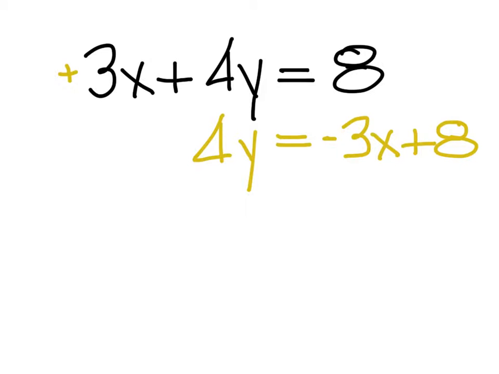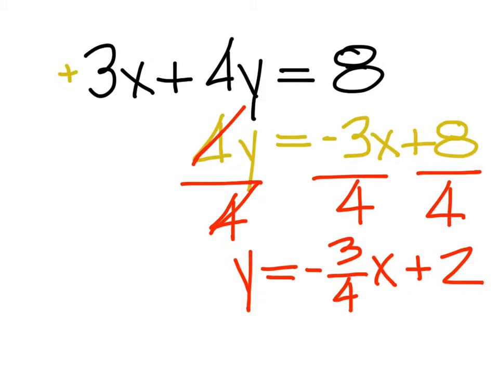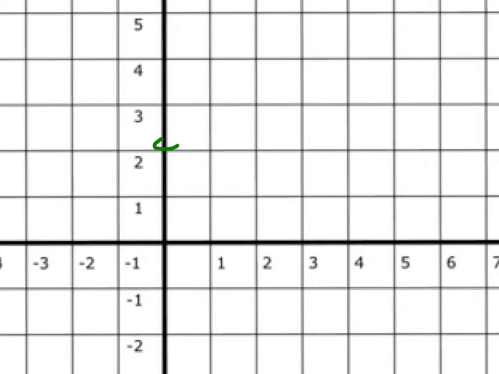Once you have that, then you can divide everything by the number that is with the y. 4 over 4 cancels out. So you're left with y. Then you have a negative 3/4 x plus 2. 8 over 4 is 2. Y equals negative 3/4 x plus 2 is what we came up with from the standard form. You have a 2 for the y-intercept. It's a positive 2. So we go to positive 2 and make a dot.